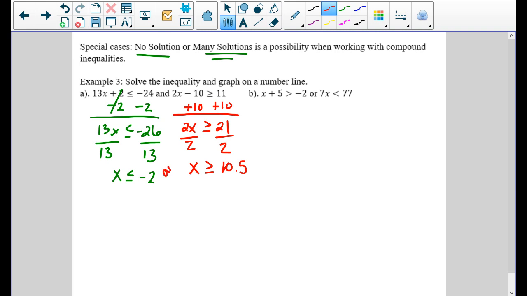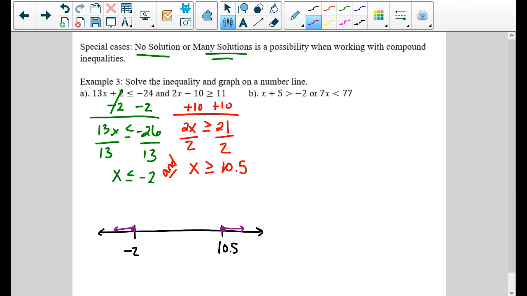Now remember, this is an and. So both of these have to be true for this inequality to be true. So here I have a negative 2 and a 10.5. So x is less than or equal to negative 2. That's a solid circle, and less than would be shading to the left. And then I have x is greater than or equal to 10.5, so that's another solid circle, greater than shading to the right.